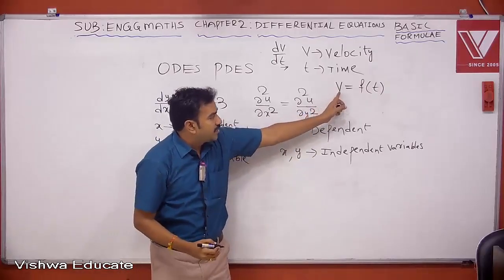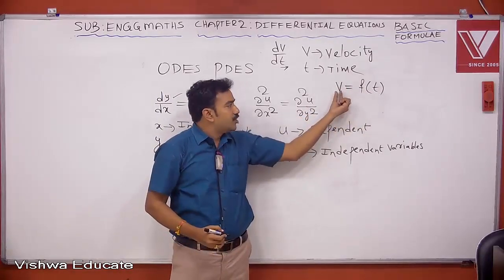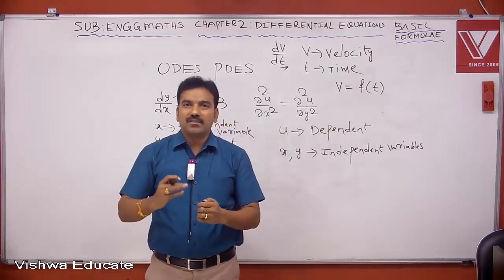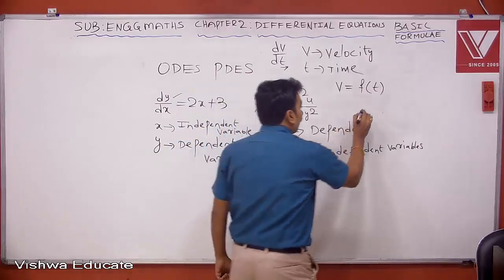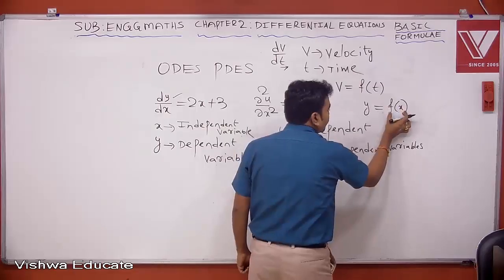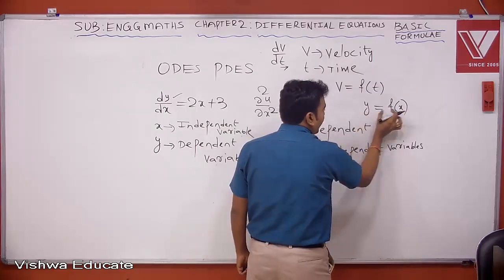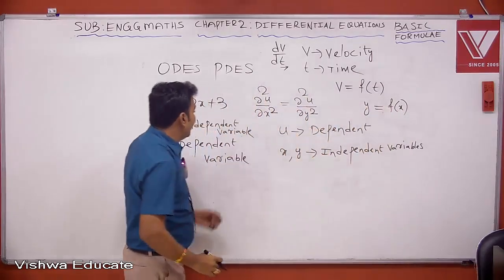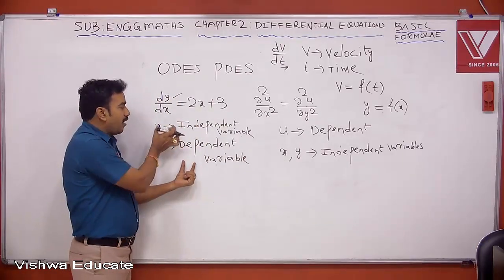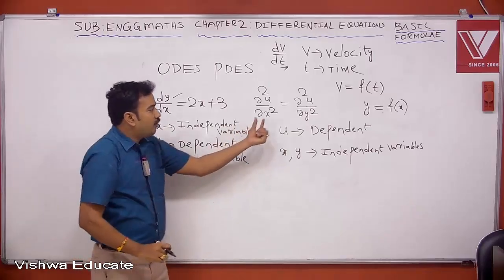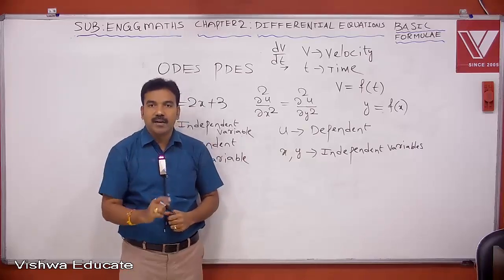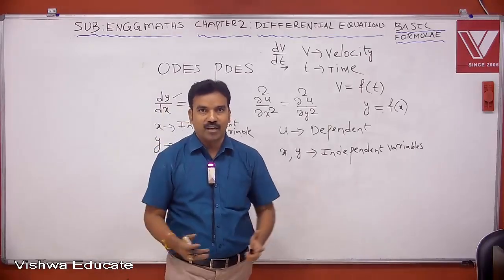Therefore, whenever a quantity is expressed in terms of another quantity, this is called the dependent variable and that is called the independent variable. We are all habituated to the notation y equal to f of x. That means y is expressed in terms of x, therefore y is a dependent variable and x is an independent variable. In an ordinary differential equation, there is exactly one dependent variable and one independent variable. But in a partial differential equation, there is exactly one dependent variable but the number of independent variables is more than one.